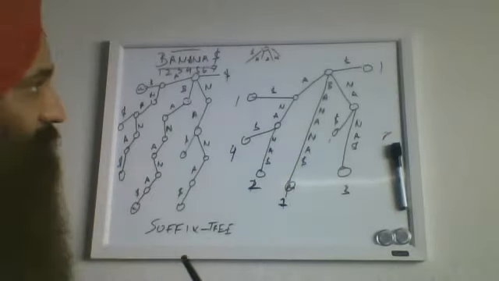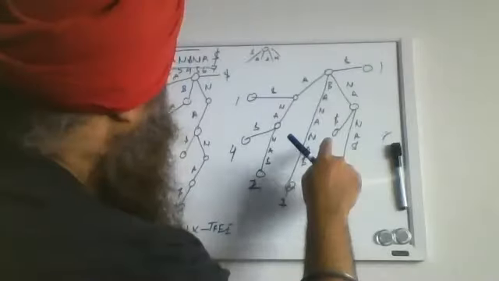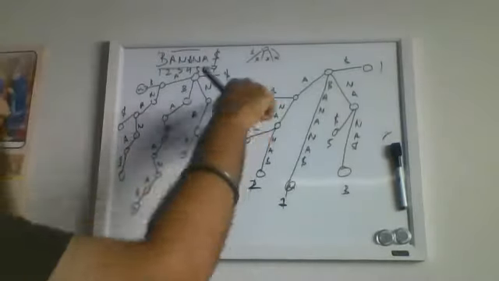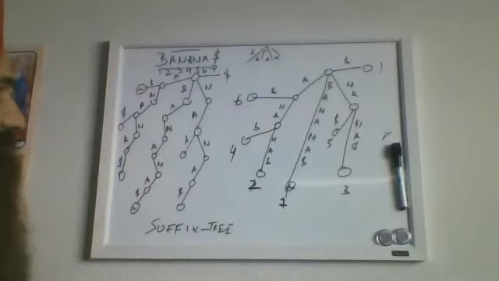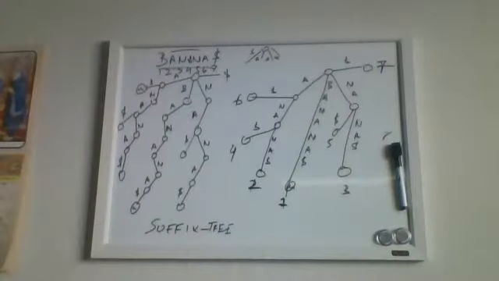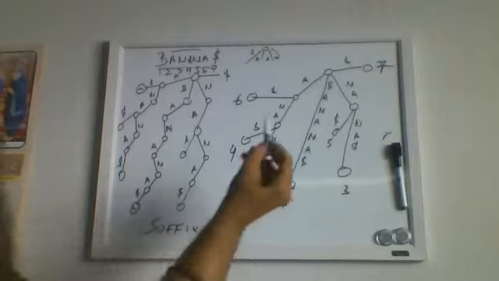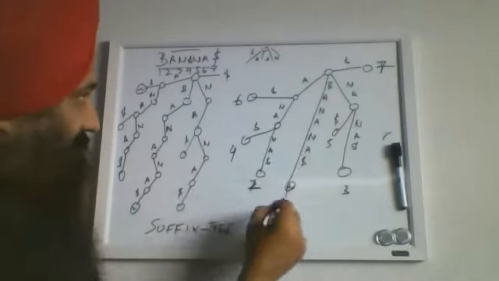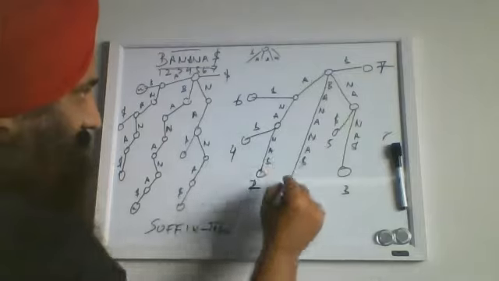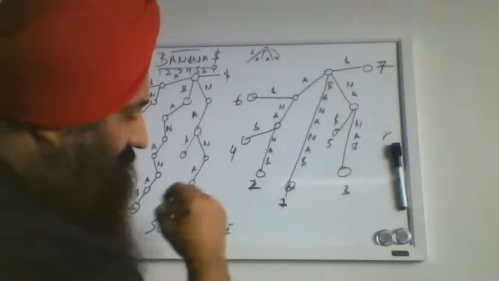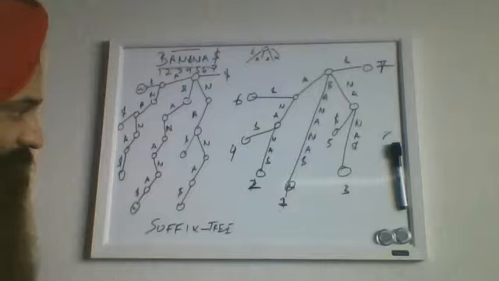Next is N, A, dollar sign, this becomes 5. The last one is A, dollar sign, this becomes 6. And that's dollar sign, that becomes 7. So in a suffix tree, if you start from the root and go to a leaf, this path will represent your suffix beginning at the number on the leaf.